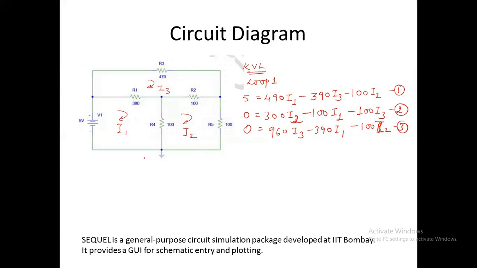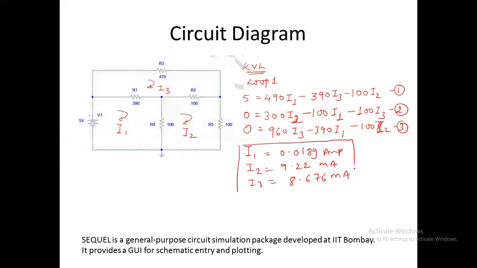So you can solve them simultaneously and you can get the value of I1 as 0.0189 amperes, I2 as 9.22 milliamperes, and I3 as 8.676 milliamperes. So these are the three currents.